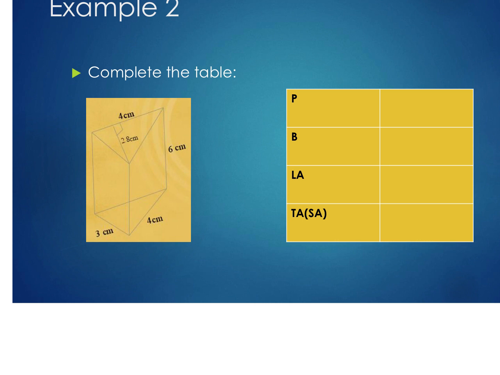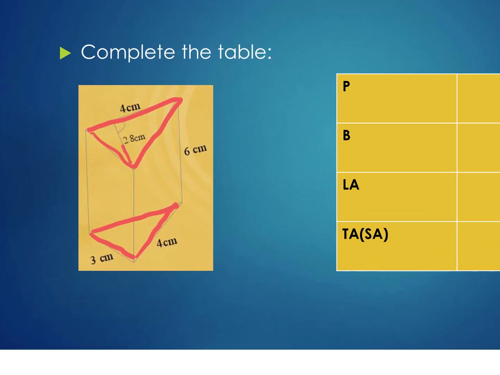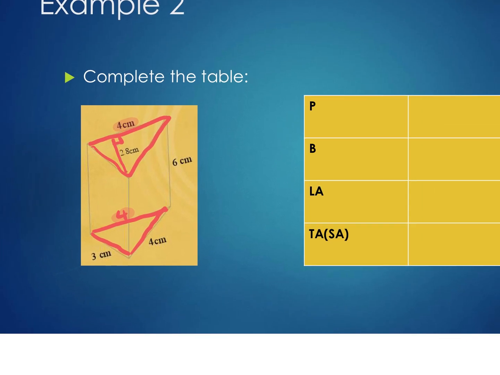However, notice my base shape here is a triangle. The top is a congruent triangle. And notice if you zoom in here, the height of that triangle base is 2.8. And then I could also put the 4 here because these two 4s are the same, this one and this one. So in order to answer the first question, it wants me to find the perimeter of the base.